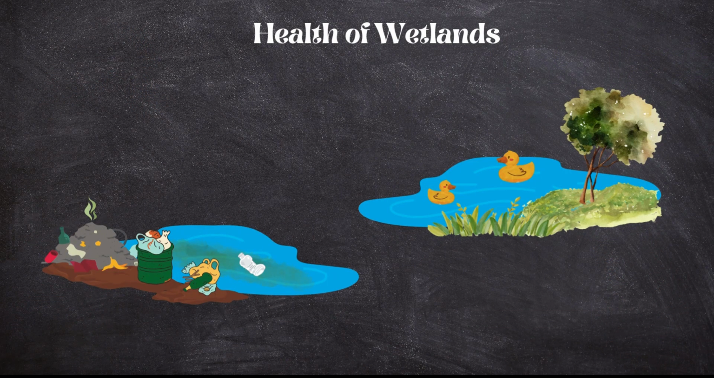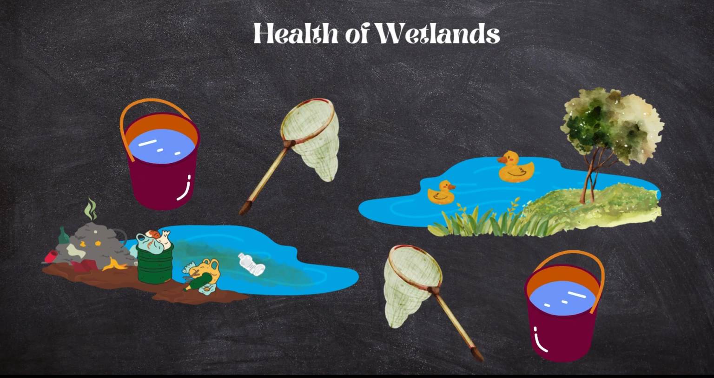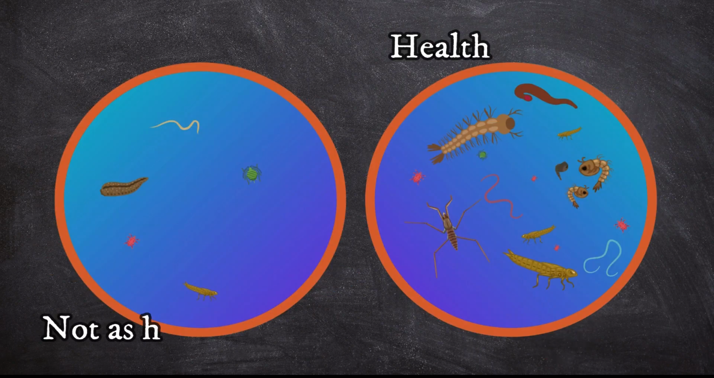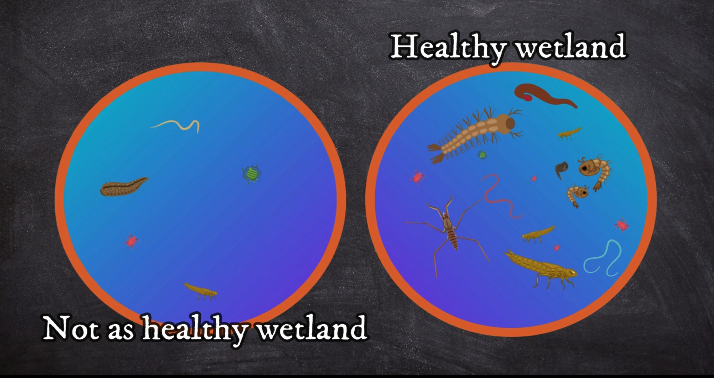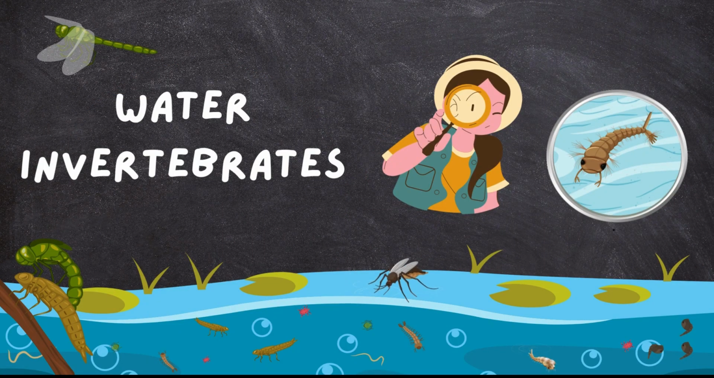Health of wetlands. If we had a net and a bucket and scooped up some water from each wetland, which one do you think would be healthier? We can look at the type and number of invertebrates in each of our buckets to determine if that wetland is healthy or not. Now, we are going to try to find some creatures.